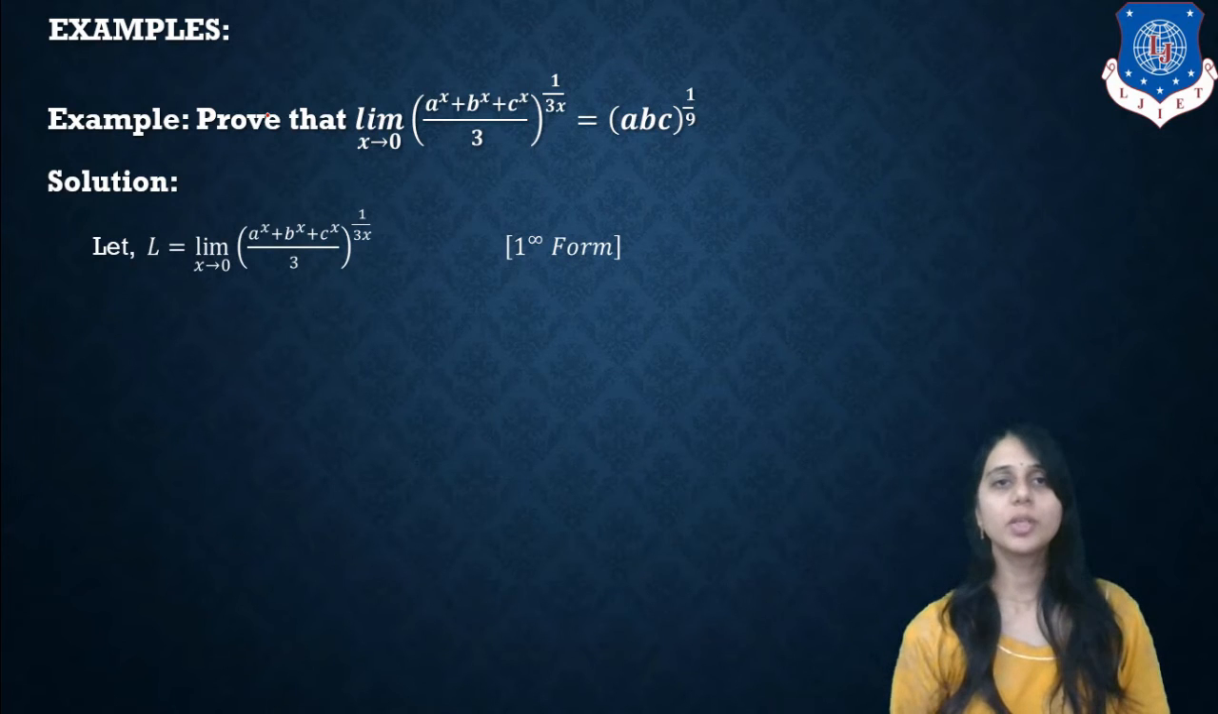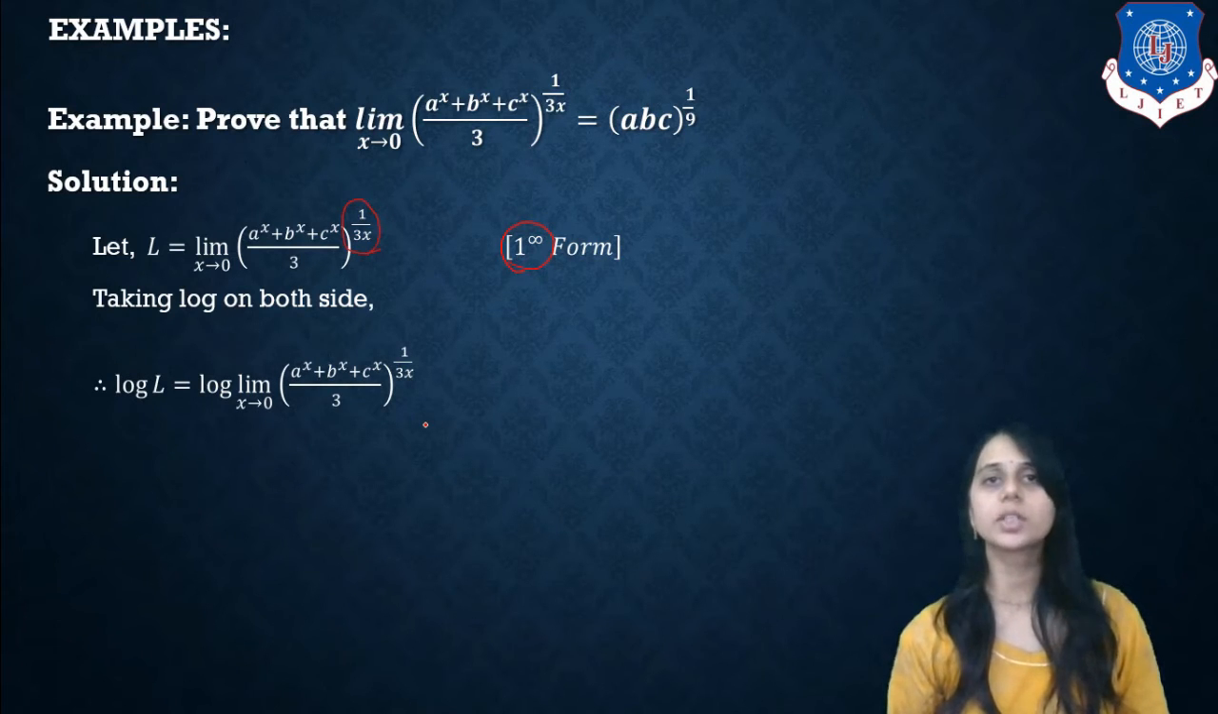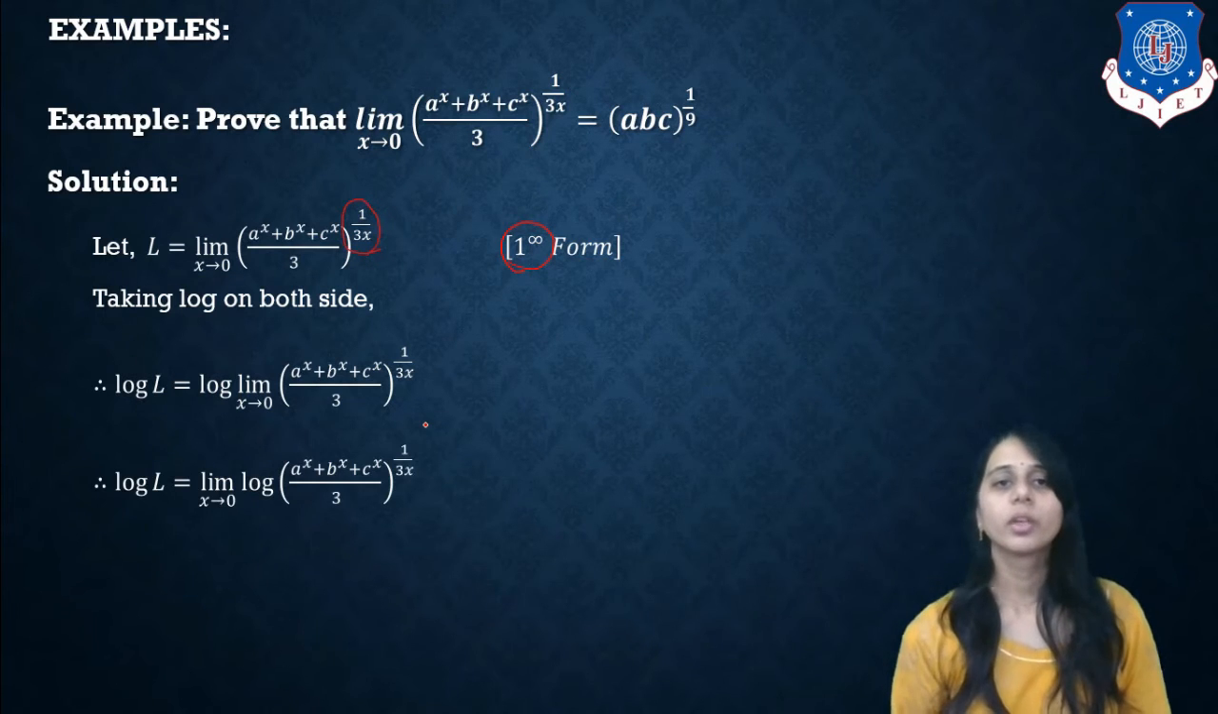Now L equals the limit as x tends to 0 of ((a^x + b^x + c^x)/3)^(1/(3x)). It is a 1 raised to infinity form. Now take the log on both sides, we get log L equals log of the limit as x tends to 0 of ((a^x + b^x + c^x)/3)^(1/(3x)).